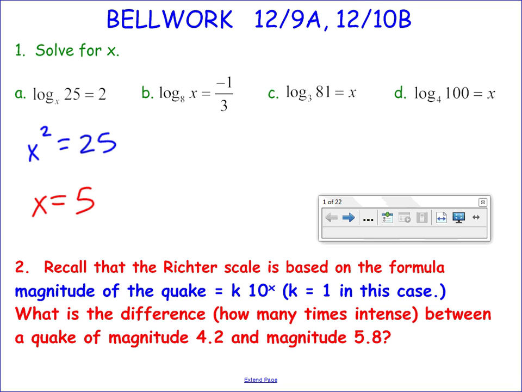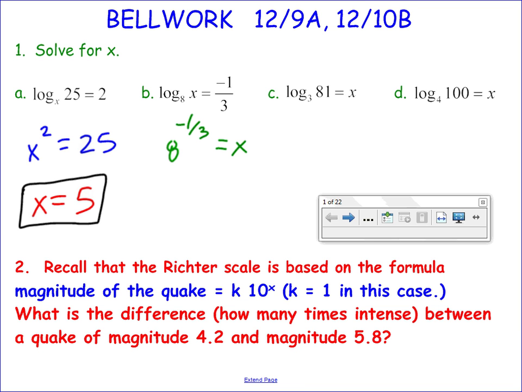Raise your hand if you had x equals 5 for number 1A. X equals 5. Awesome. We'll go ahead and box that and take a look at B. Go ahead and tell the class the power statement when I call on you. Be ready, everyone. What would the power statement look like for letter B? Cody? 8 to the negative 1/3 equals x.